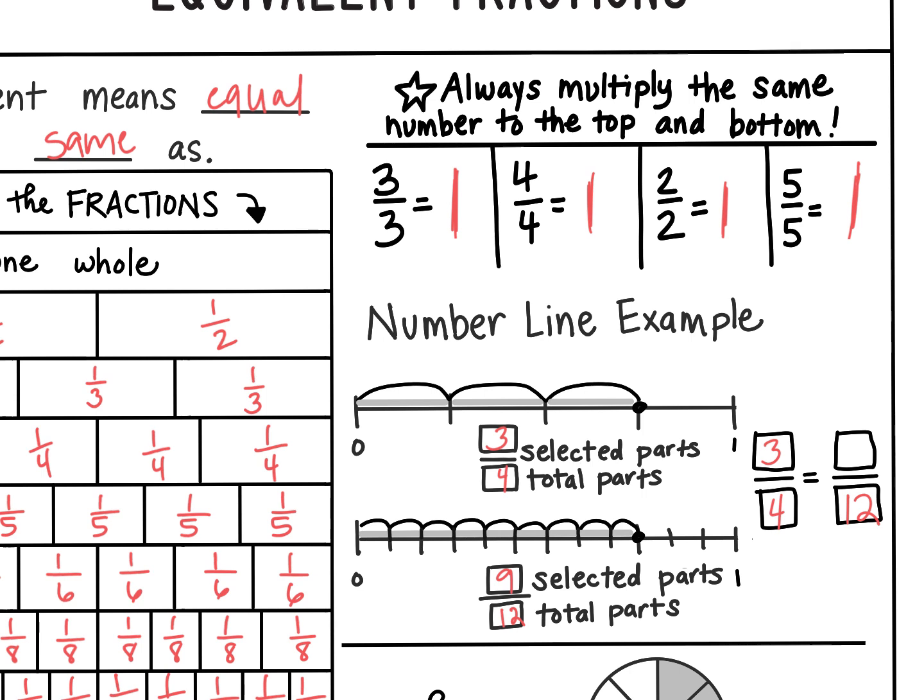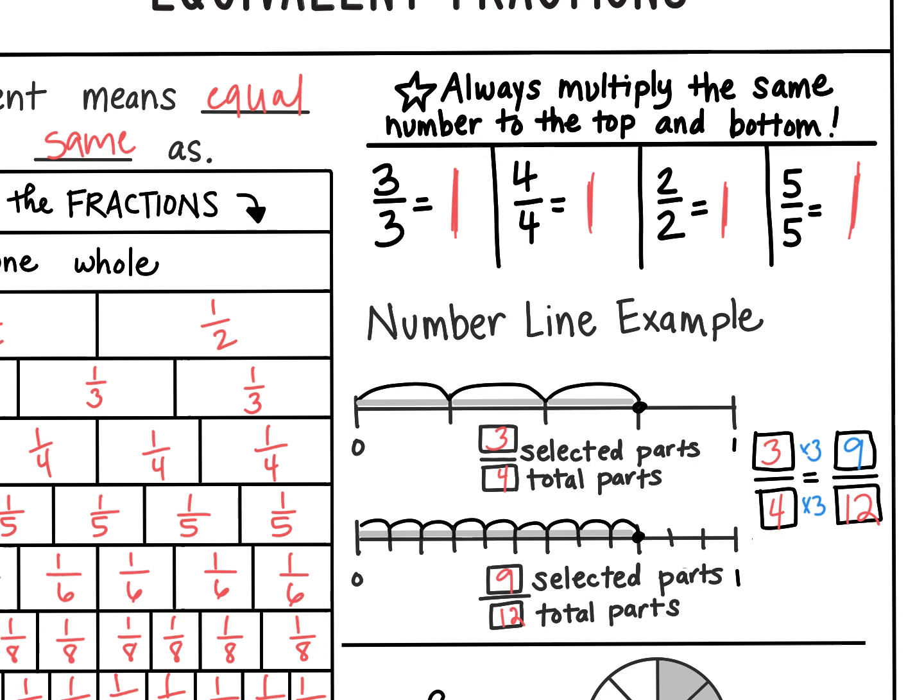Okay, I want you to look right here for a second before I plug in 9. What did I do to 4 to get to 12? I multiplied by 3. Well, if I do that to the bottom, I have to also do that to the top. So I can see that 3 times 3 is 9, which is the same as this. Whatever you multiply to the top, you have to do to the bottom.